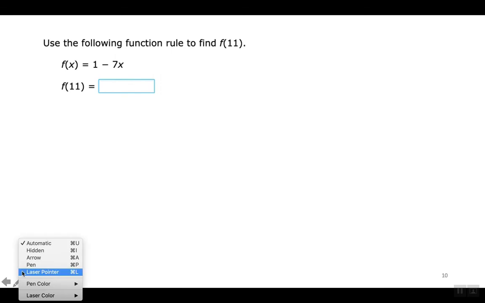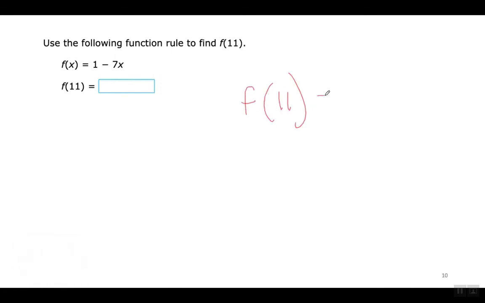F of 11. F of 11 equals 1 minus 7 times 11. Order of operations. PEMDAS. First I got to do multiplication before I do subtraction.